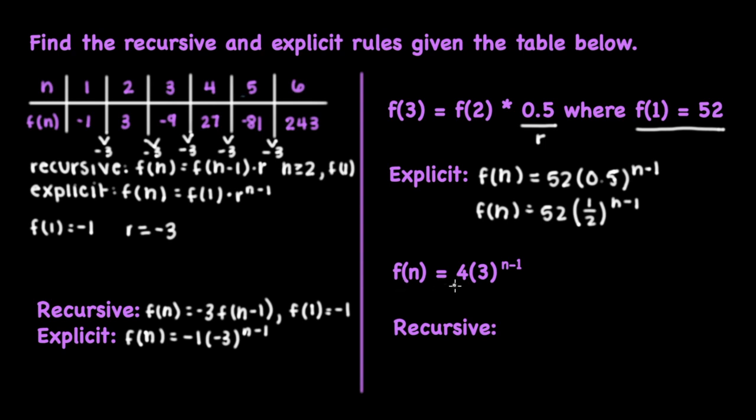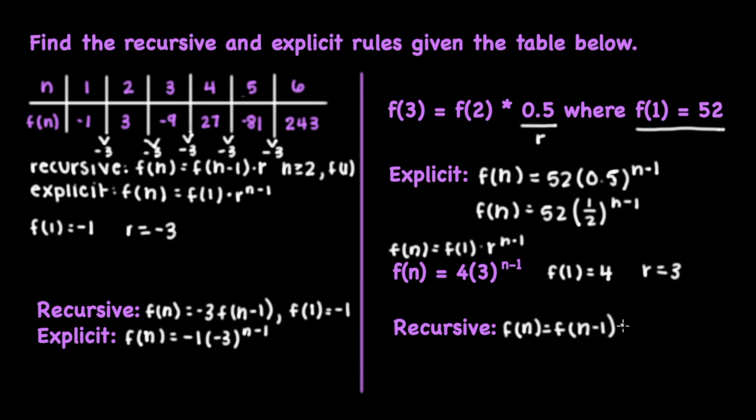So here we have f of n is equal to 4 times 3 to the n minus 1. Let's find our f of 1 value. That tends to be what is being multiplied by the r to the n minus 1. So f of 1 is 4. Sometimes it helps to rewrite the actual formula above or below our given formula. So the recursive rule is f of n is equal to f of n minus 1 times 3, for n is greater than or equal to 2, and an f of 1 value of 4.